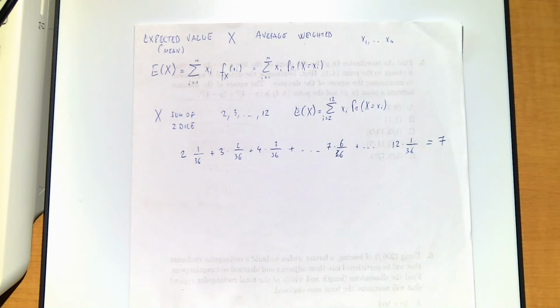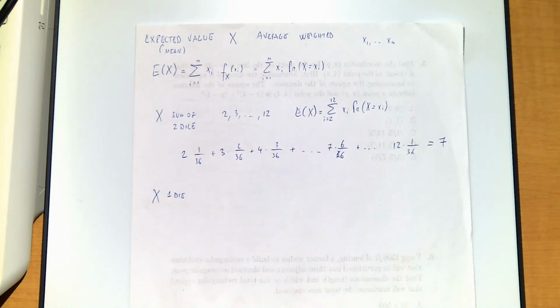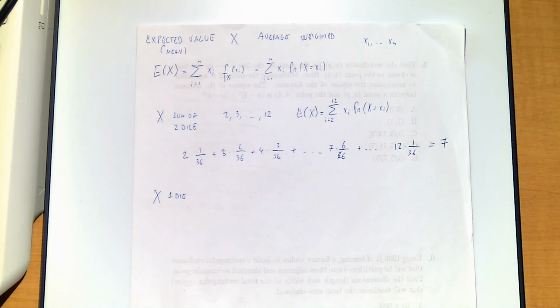Now, of course, the name expected value is good in a sense because it tells you what the behavior is supposed to be. But it can also be misleading because sometimes this is actually not a value. For example, what happens if I take x to be just one die? What is the expected value if I roll just one die? 3.5. Exactly.